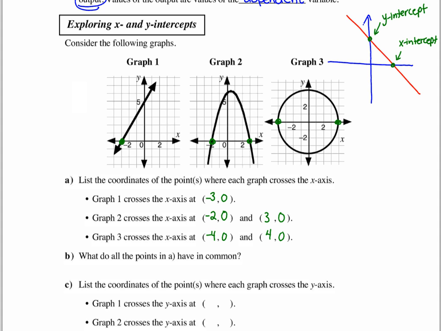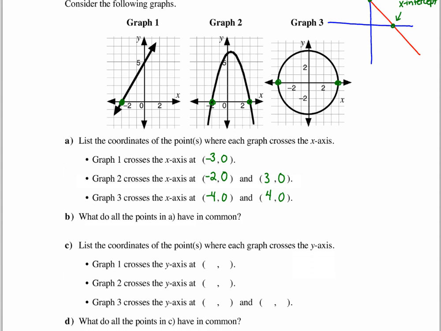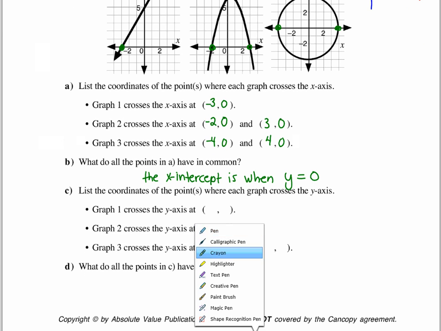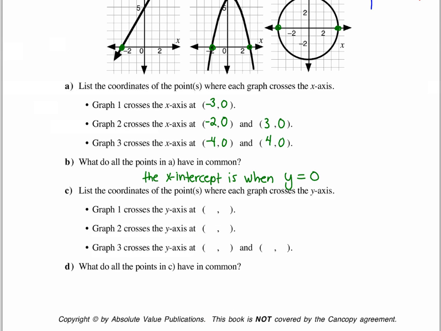What do all of these have in common? 0. What 0? Y. So the x-intercept is when y is equal to 0. Super important.